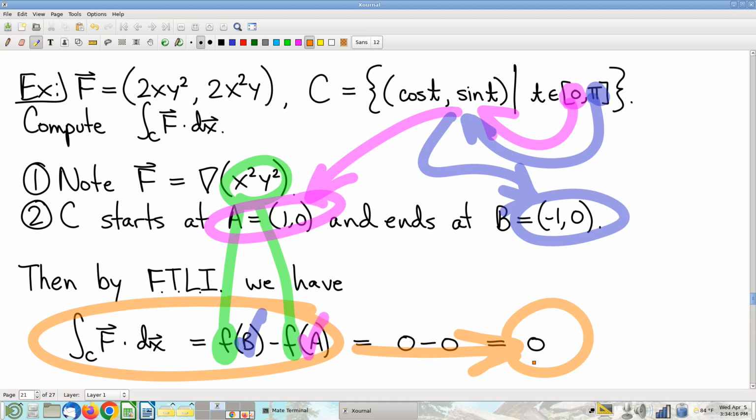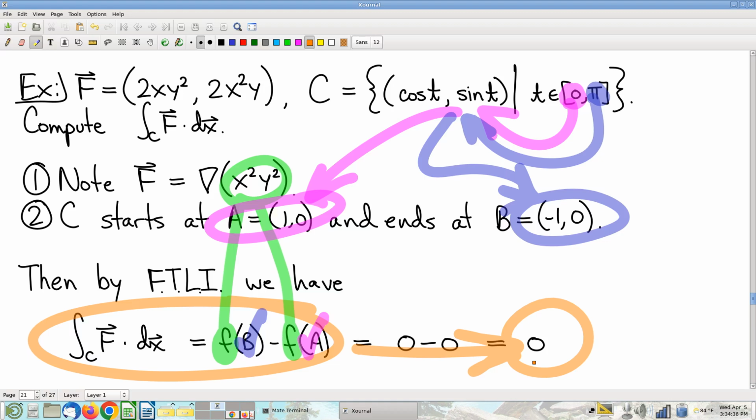Notice I didn't have to use the parameterization to speak of. I mean, I needed the endpoints, right? And I didn't have to do any trig. At a glance, it kind of looked like x and y are both trig functions. That vector field's got a lot of x's and y's in there. You'd think there's going to be a bunch of trig in this problem. The fundamental theorem of line integrals allows us to bypass that completely.